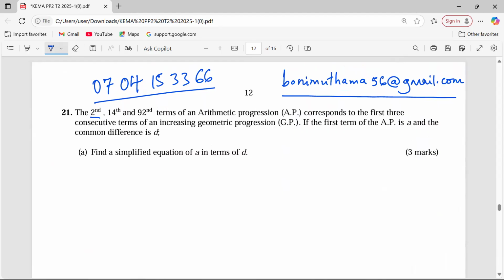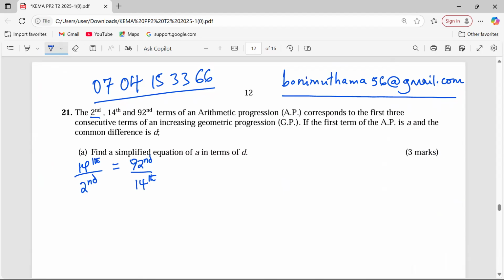The second term will become the first term in a GP. The 14th term in an AP becomes the second in a GP. Then the 92nd term becomes the third. This means when we take the 14th term over the second, we are supposed to get the same thing as when we take the 92nd term and divide it by the 14th term, because in a GP, we expect the terms to give us a common ratio.